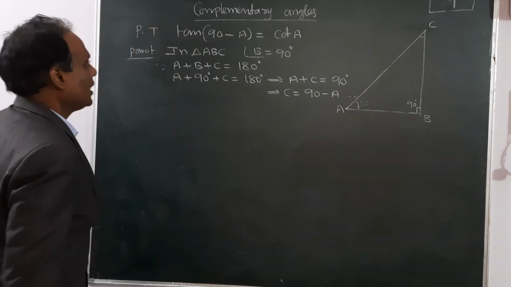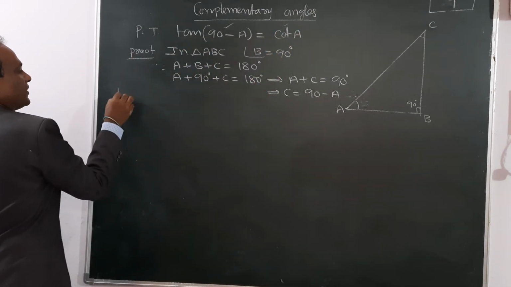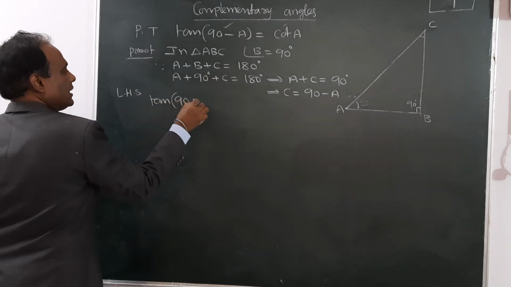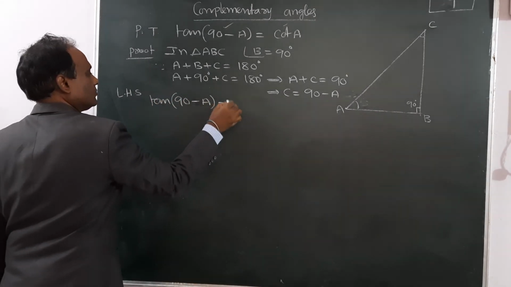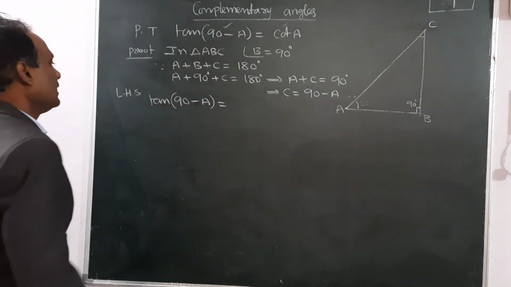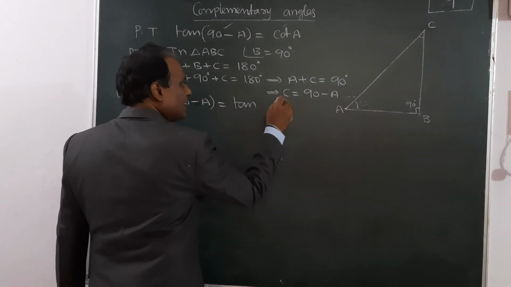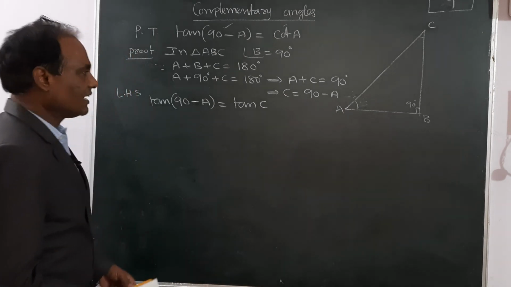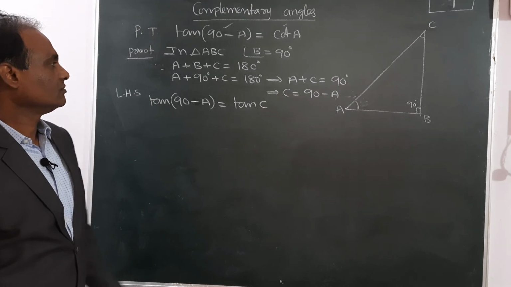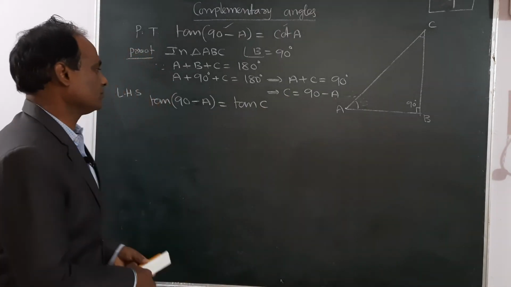Anyway, now I am going for the proof. Now I will start the proof. In that proof, I will take the left hand side, LHS. Tan 90 minus A. 90 minus A can be written as C. In place of 90 minus A, I wrote C.